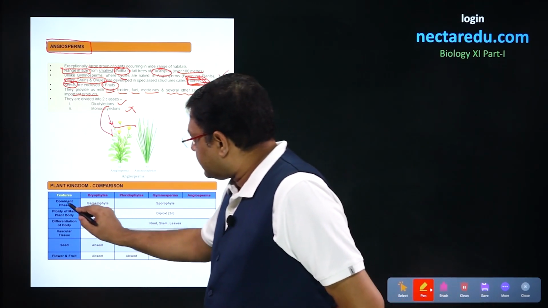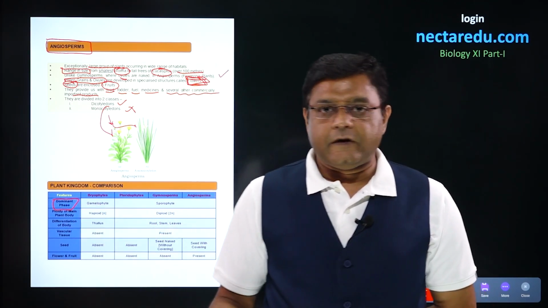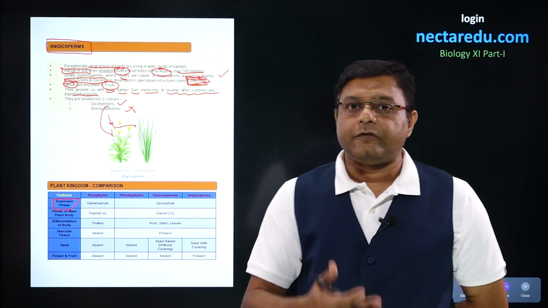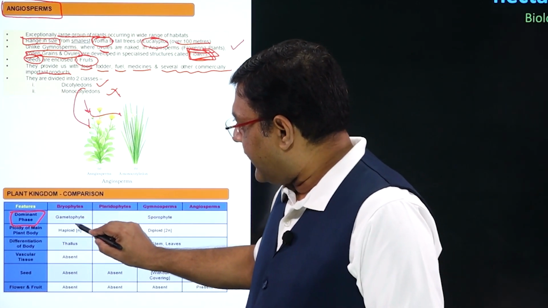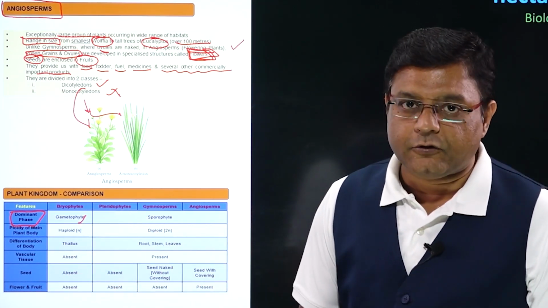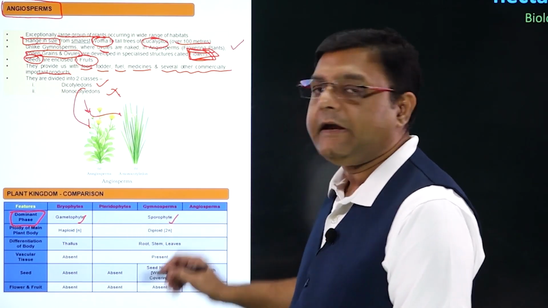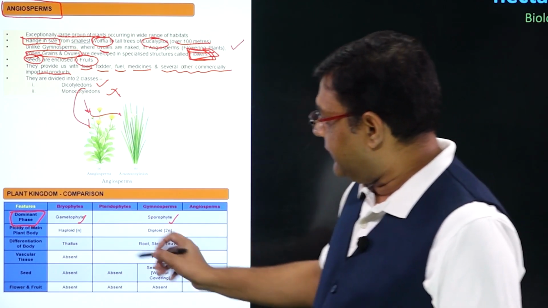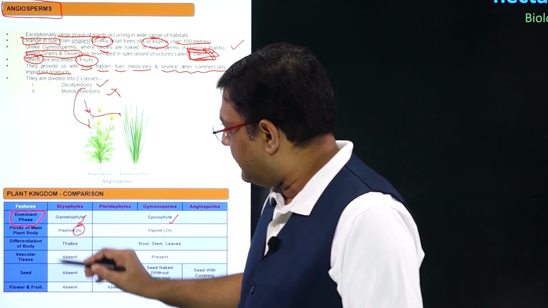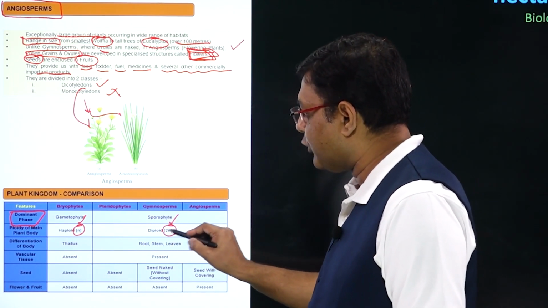After this, coming to the comparison part. The first is the dominant phase. There will be two phases: one will be sporophyte and the second will be gametophyte. In the case of bryophytes, the dominant phase is gametophyte, but from pteridophytes to angiosperms, it will be the sporophyte or 2N phase which is dominant. So, we can say that here it is the gametophyte phase, and in these three it will be the diploid phase which will be dominant.